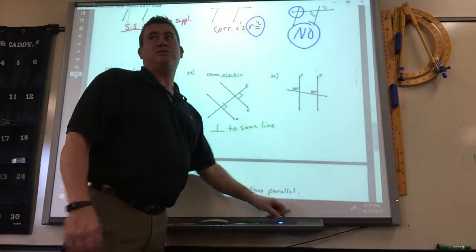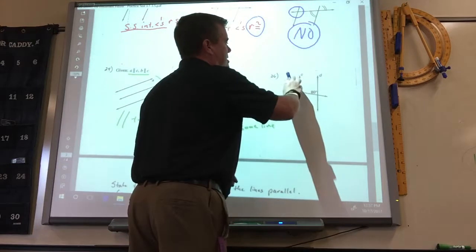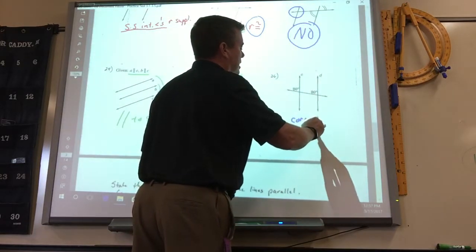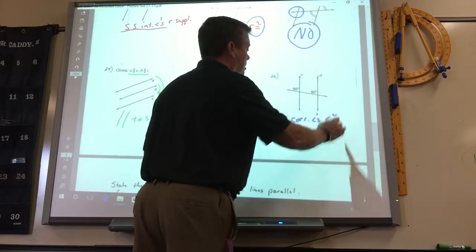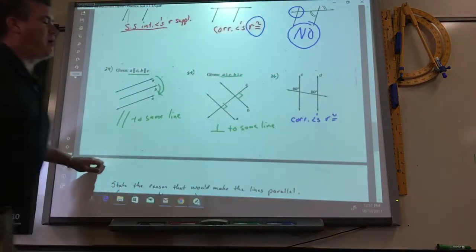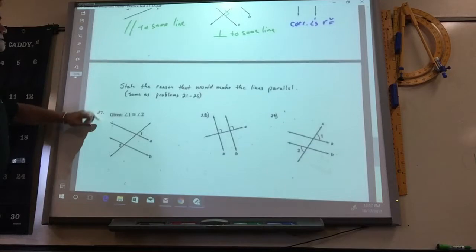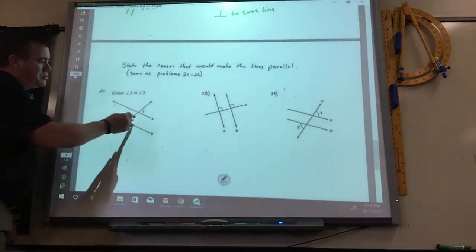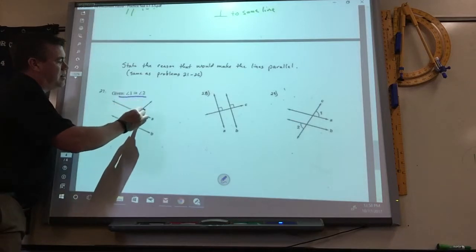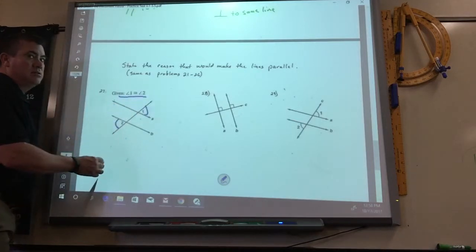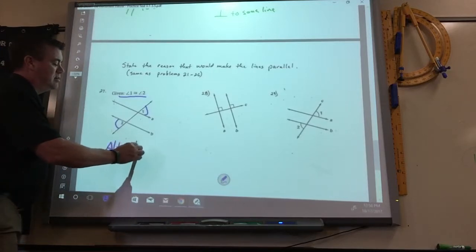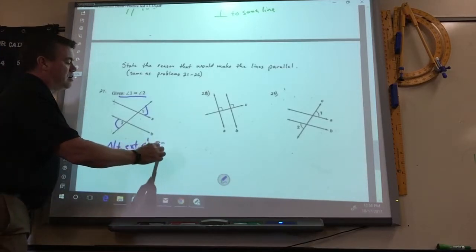Okay, 26 is corresponding, top left, and they're both 80. So corresponding angles are congruent. Okay, here nothing's marked, but it's given to you right there that 1 and 2 are equal. Alternate exterior angles are congruent.